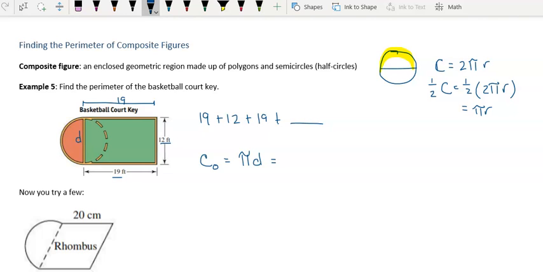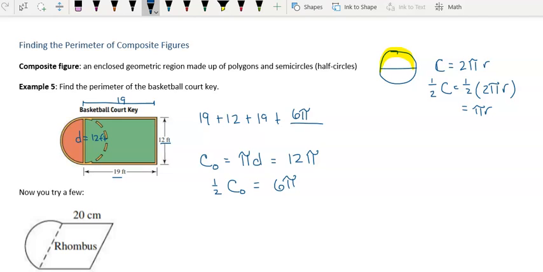Okay, so we've got d is the same here as it is over here on the right, so it's going to be 12 feet. So pi d is going to be 12 pi, but we only have half of that, so the distance around this half of the circle is going to be 1/2 of the circumference of the circle, which is going to be 6 pi. Okay, so we get 6 pi right here, which you do want to go ahead and put 3.14 into.